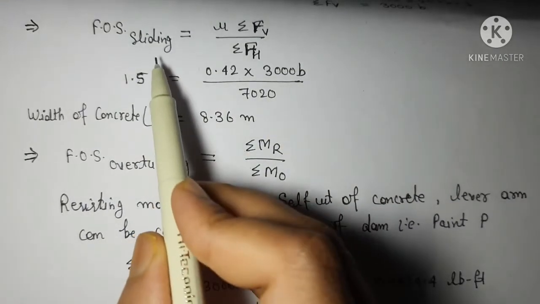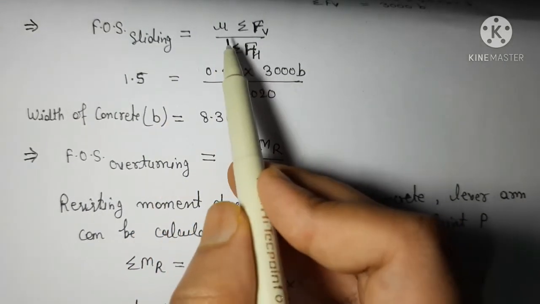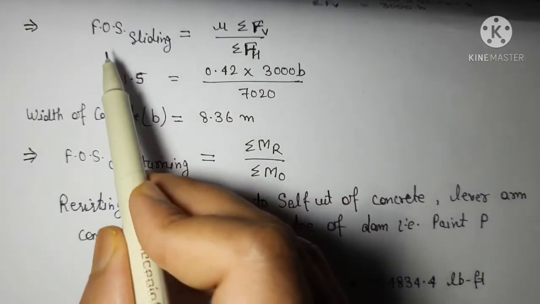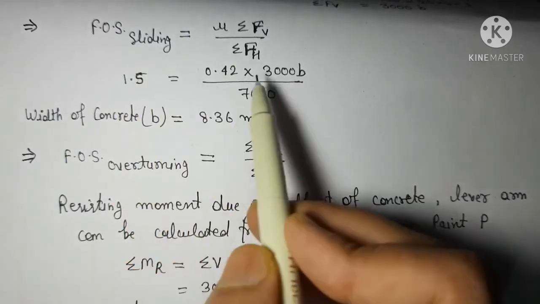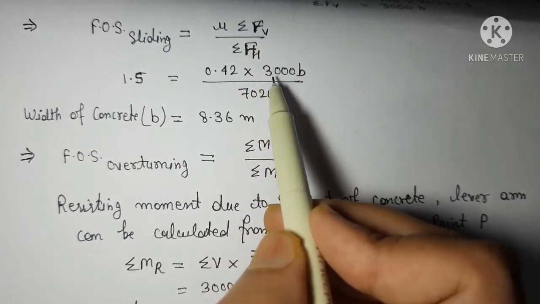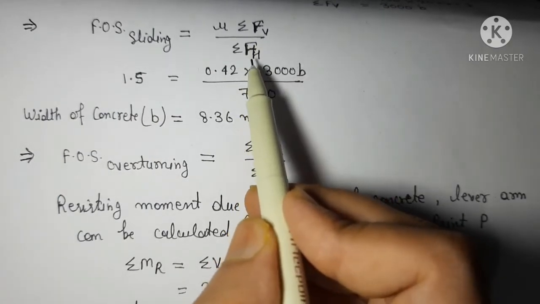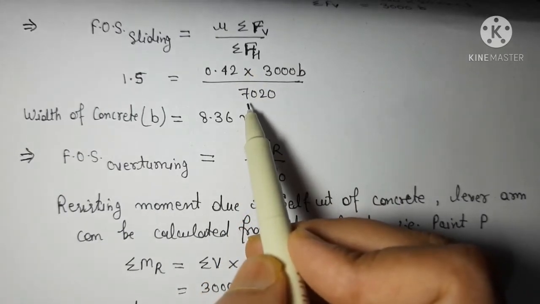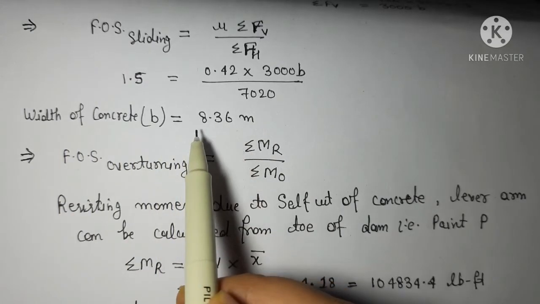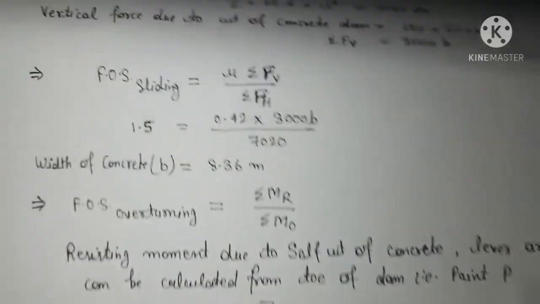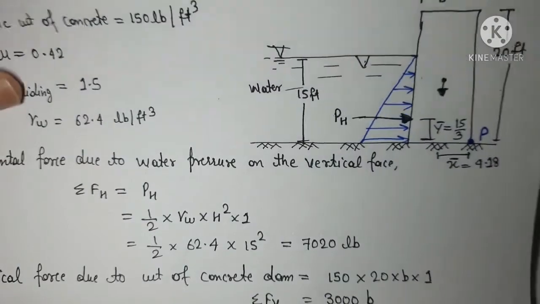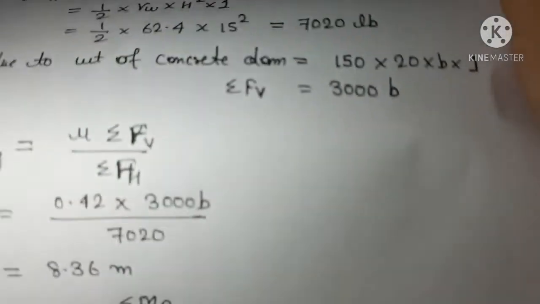Now factor of safety against sliding is equal to, as we know, mu sigma Fv upon sigma Fh. Factor of safety against sliding is given as 1.5, mu is given as 0.42, sigma Fv we calculated as 3000 B, and sigma Fh, summation of Fh, is 7020. Width of the concrete dam is equal to 8.36 meter. So B is equal to 8.36 meter.